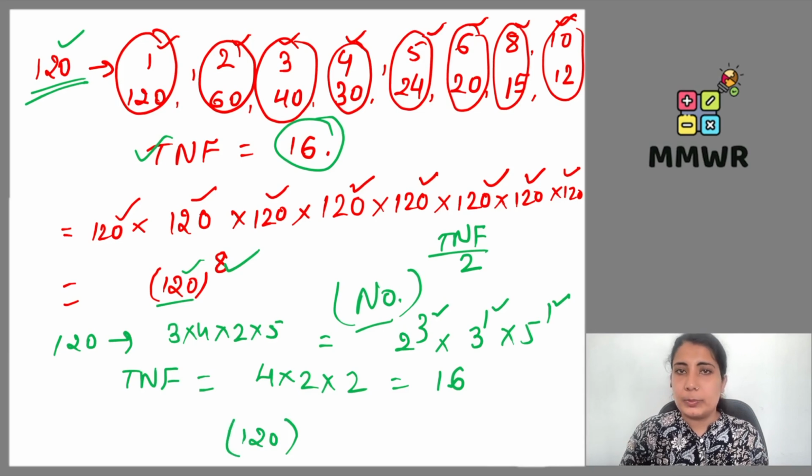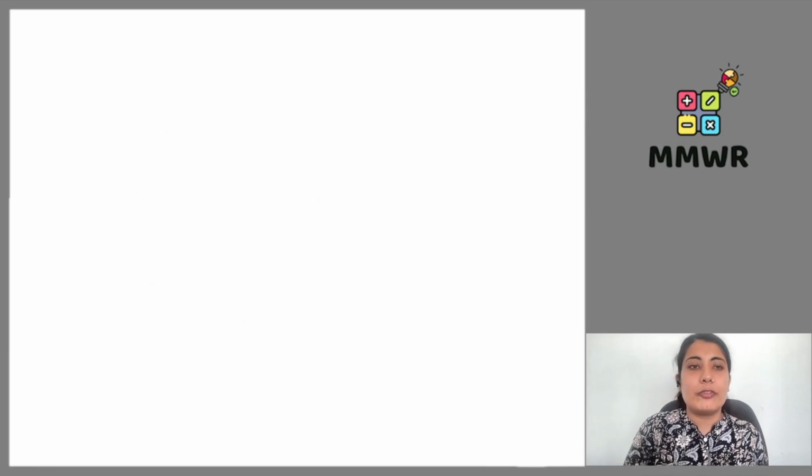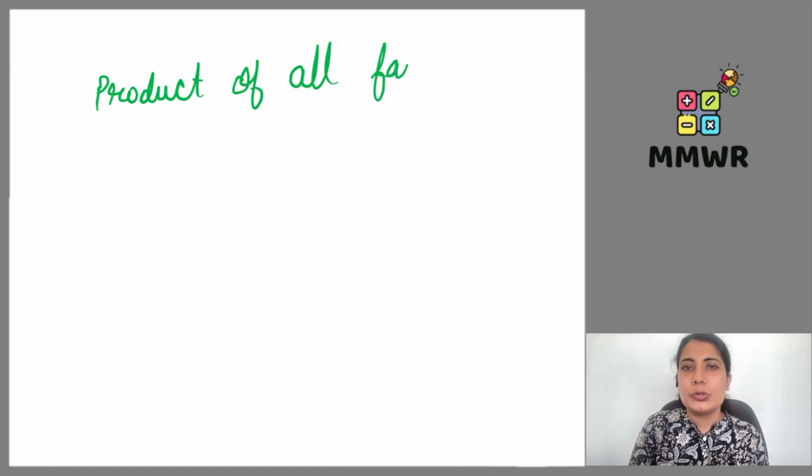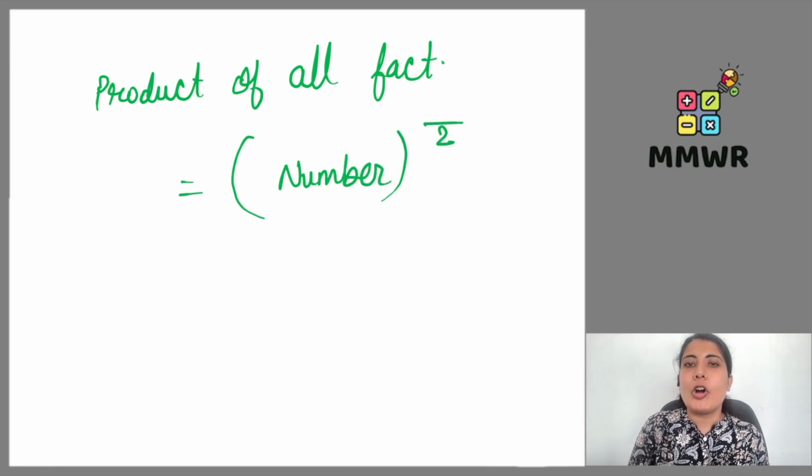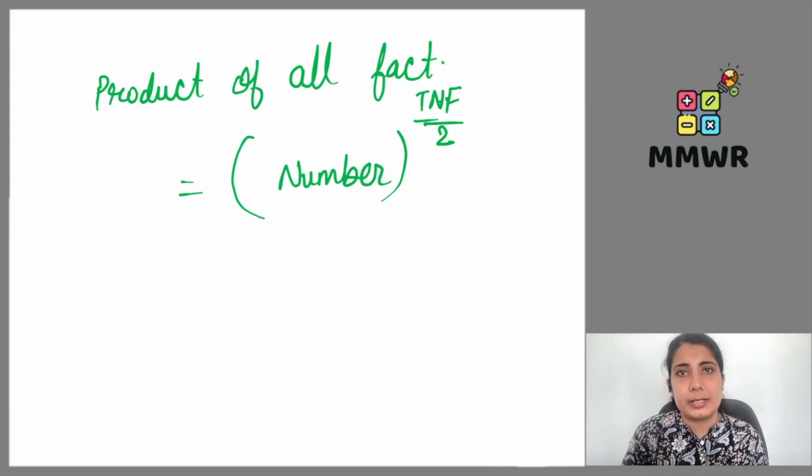So the number is 120. Because I was looking for the factors of 120, I will take the power 16 and I'll take half of it. So the total number of factors I will write. This is the formula I have to use. So the formula is the product of all factors. We can easily derive the formula. How can we do it? We have to write the number, and its power should be half of the total number of factors, as many factors as are there.